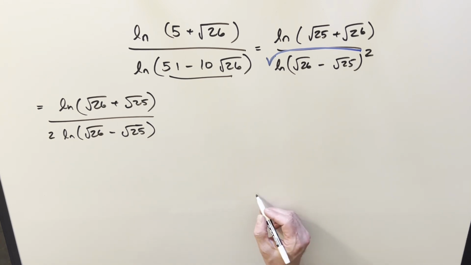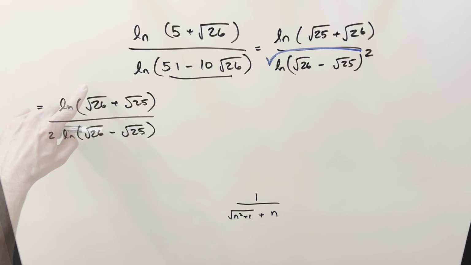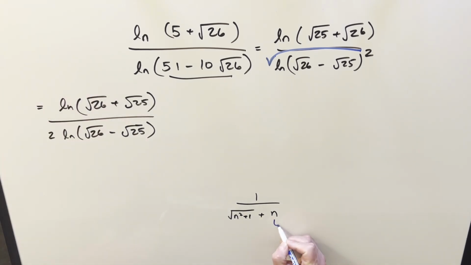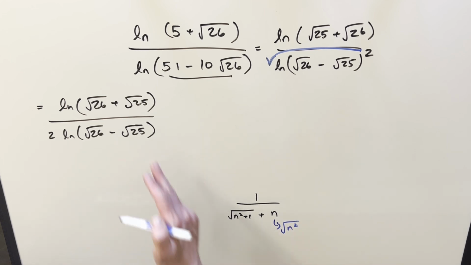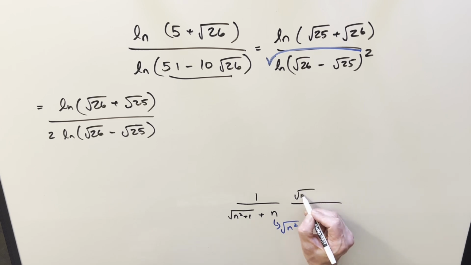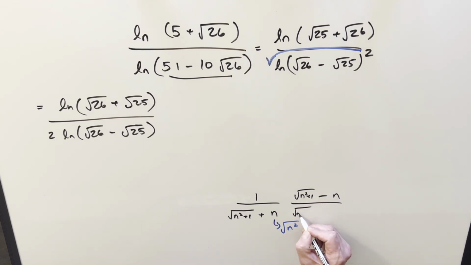What we can do on this is one more step. If I have something like 1 over square root of n squared plus 1 plus n, notice the denominator is in the same format as this. You could write this as square root of n squared, where n is 5. So if n is 5, it's going to be just this exactly. But then to simplify this, what we can do is multiply by the conjugate. So I can multiply by square root of n squared plus 1 minus n, in the numerator and denominator. So we're multiplying by 1.